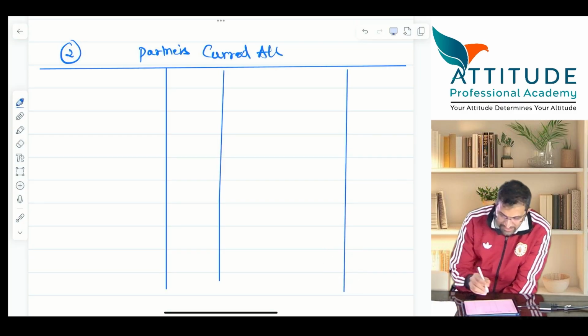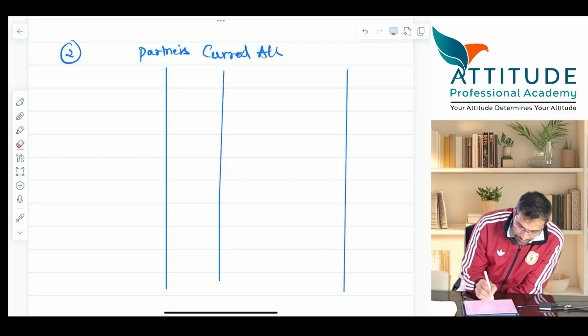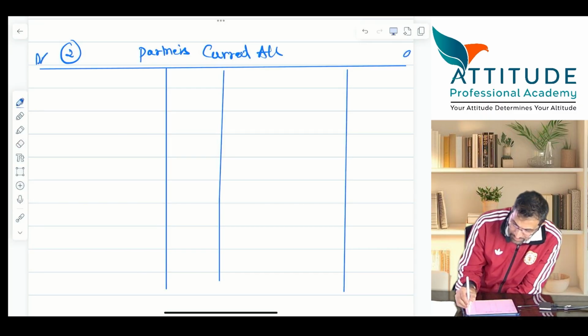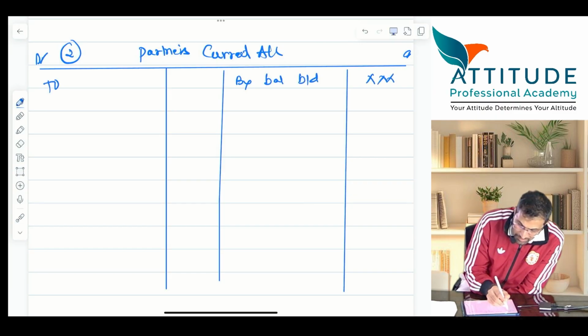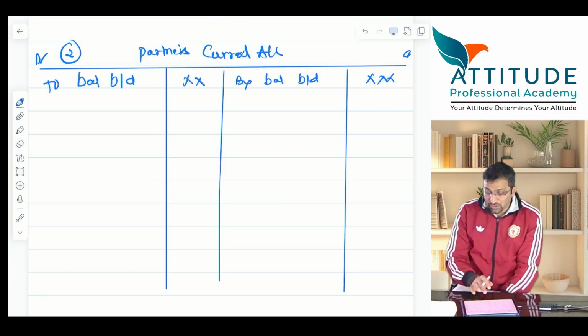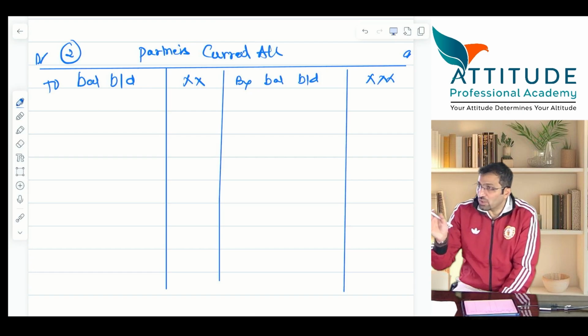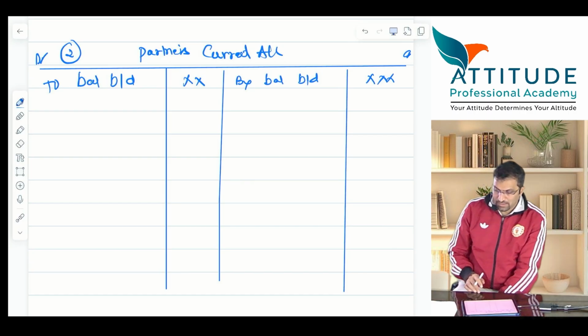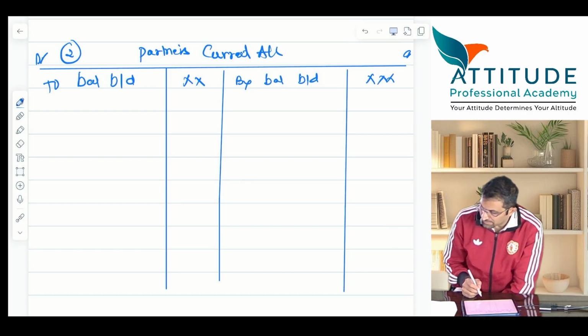Now please try to understand here. Partners का जो ये current account है, this can show a credit balance also, by balance brought down. It can also show a debit balance, to balance brought down. दोनों दिखा सकता है. This or that, both will not come, either credit balance or debit balance for a single partner. Is that clear? Okay, next.